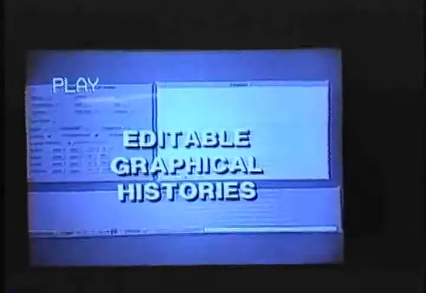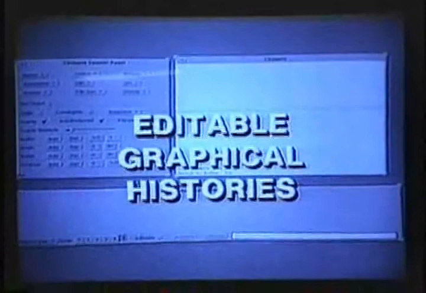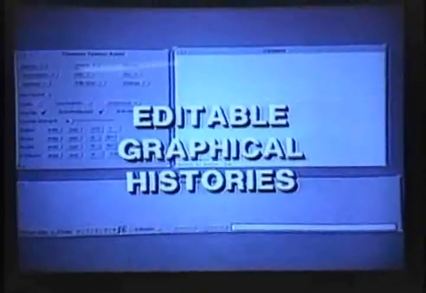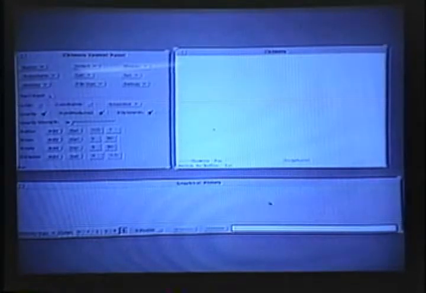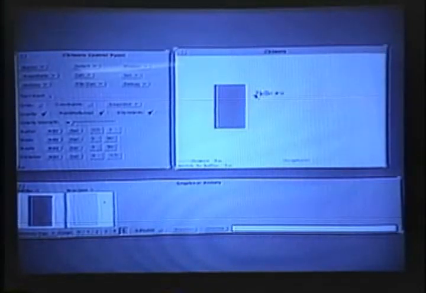We've also developed a new visual representation for commands in a graphical user interface. This representation is called editable graphical histories. At the top right of the screen is a Chimera editor window. To its left is a control panel, and below is a graphical history window. As I draw in the editor window, panels appear in the history window below. The history follows a comic strip metaphor, where important events are distributed over a sequence of panels.